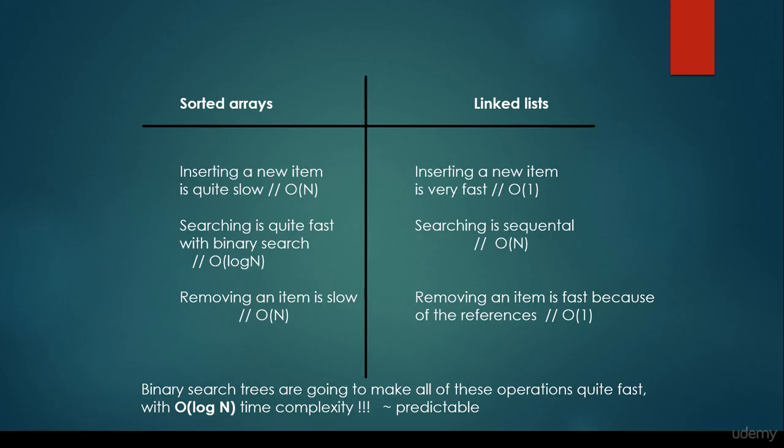And basically that's why binary search trees are very good, because binary search trees are going to make all of these operations quite fast, in logarithmic time complexity. And what's very important is that a binary search tree is going to be predictable. We know that, okay, logarithmic complexity for all the operations. It doesn't matter whether the user is going to search more, or insert at the beginning of the list or the end of the list. The operation is going to take O(log n) time complexity.